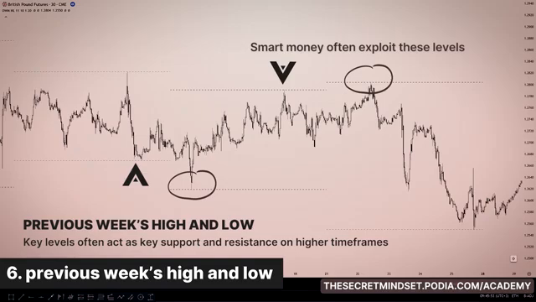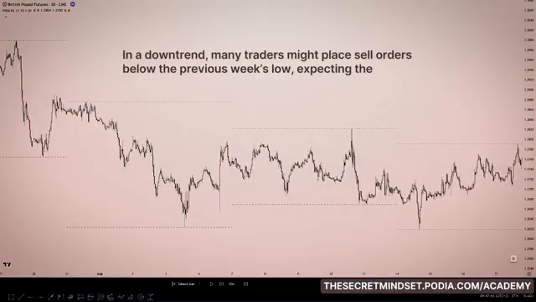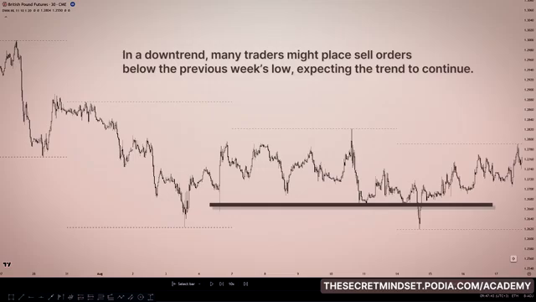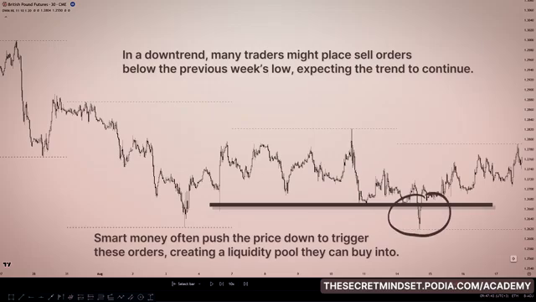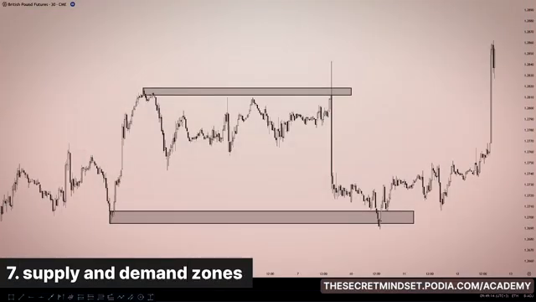For example, in a downtrend, many traders might place sell orders below the previous week's low, expecting the trend to continue. Smart money often push the price down to trigger these orders, creating a liquidity pool they can buy into. Supply and demand zones are other liquidity zones.